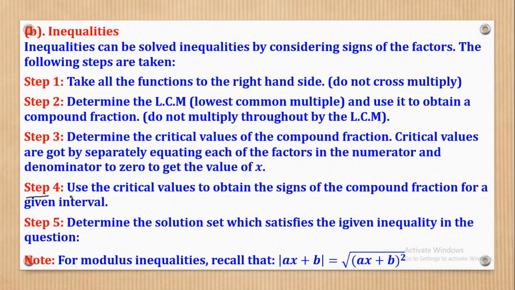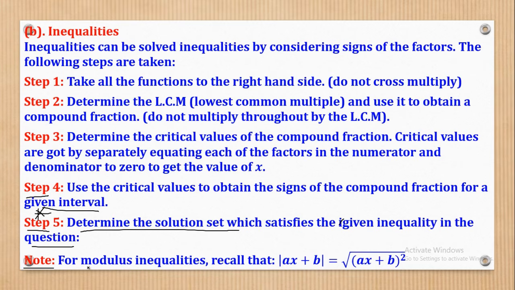Then step 4, use the critical values to obtain the signs of the compound fraction for the given intervals. We shall see how that is dealt with, because you need now to tabulate. Unlike in O-level, where you just draw a number line, here we have to tabulate some values, as you will see in the solutions. And lastly, step 5, determine the solution set which satisfies the given inequality in the question. So this is very vital, and we shall explain more about it as we go through the worked examples.